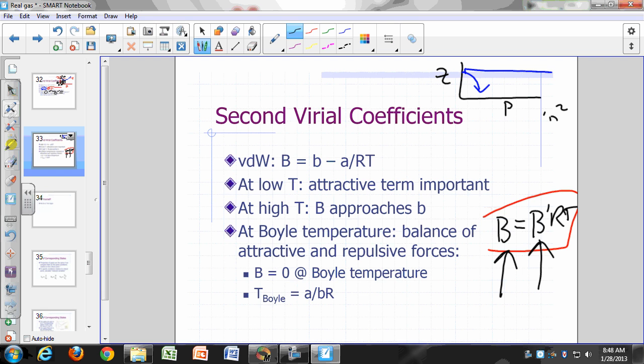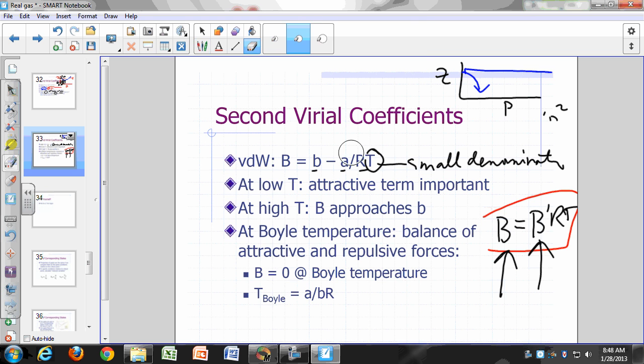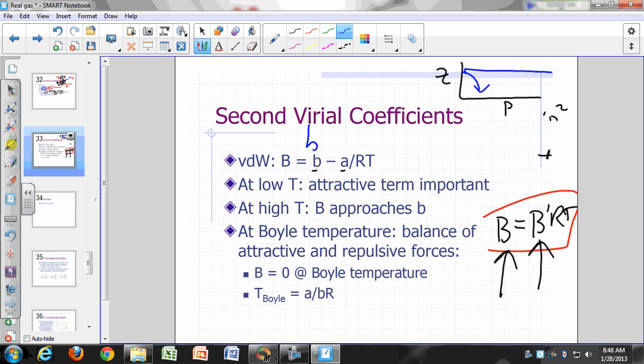All right, so let's look at this. B minus a over RT. What happens at low temperature? What happens if this T is a very small number? So your denominator here is going to be small, right? Is that just the a under the RT, or is that b minus a? Okay, then let me rewrite that for you. This is b minus a over RT.